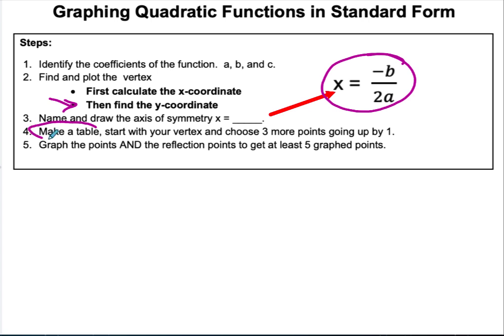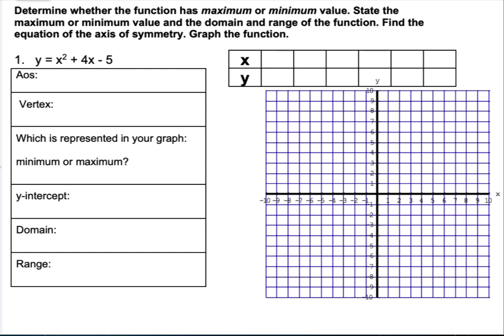Then we can make our table of values, choose a couple more points, and then we go ahead and graph it. So a lot of the later part is going to be very similar to what we did the other day. The only thing we have to do is a little bit more work to find that x and y value for our vertex. So let's put that into use.